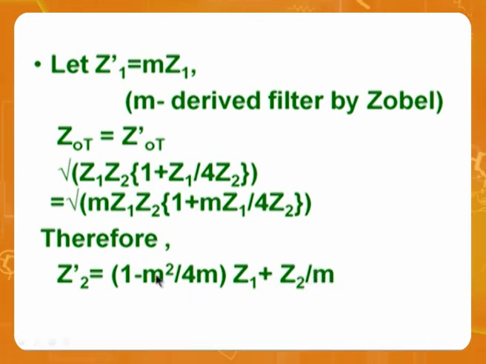Then this is all about Z2. That means the second branch is going to have two arms now, whereas the first branch has only one. So the first branch is having one arm, the second branch is having two arms. That's what exactly M derived filter is telling us, right?